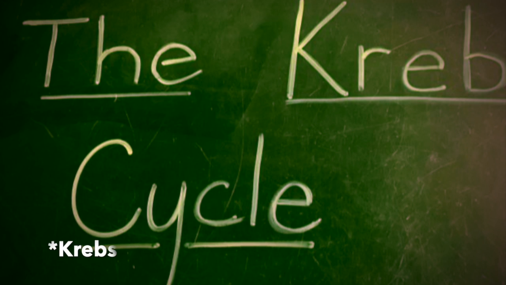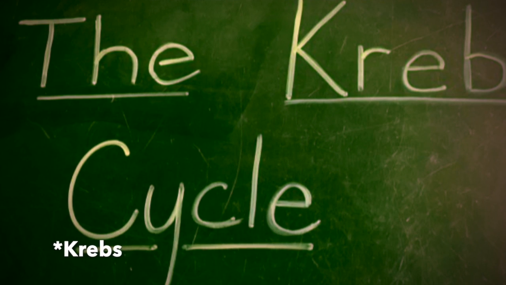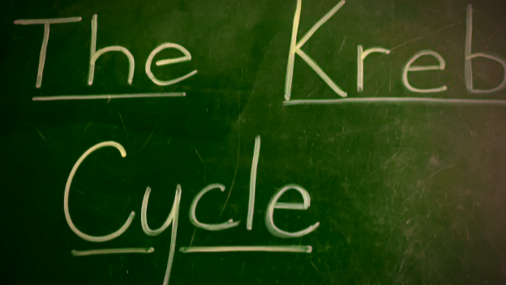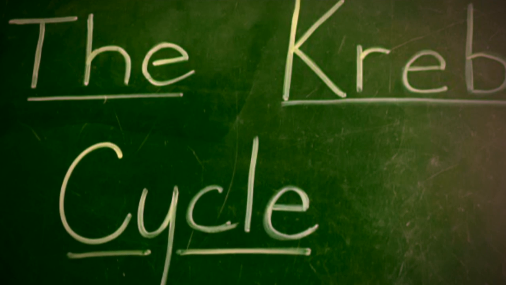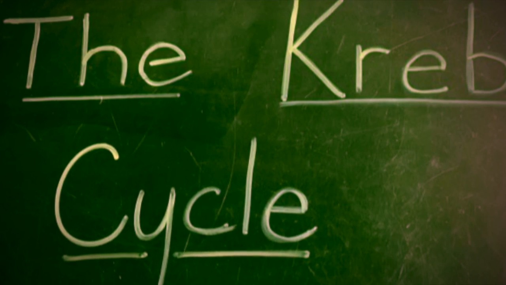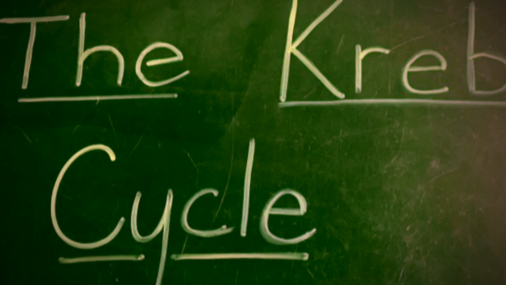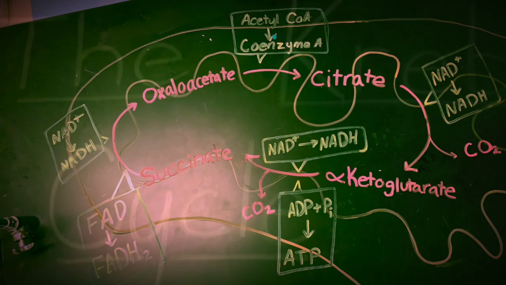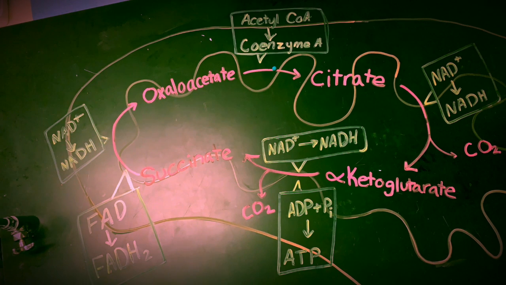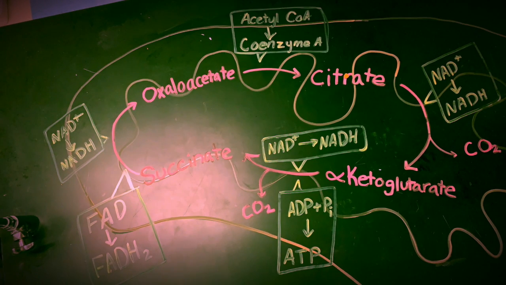The Krebs cycle, also known as the citric acid cycle, is a cyclical series of enzyme-catalyzed reactions. Each turn of this cycle, moving from higher to lower potential, releases 3 molecules of the coenzyme NADH, 1 molecule of the coenzyme flavin adenine dinucleotide, or FADH, 1 molecule of ATP, and the waste product carbon dioxide.